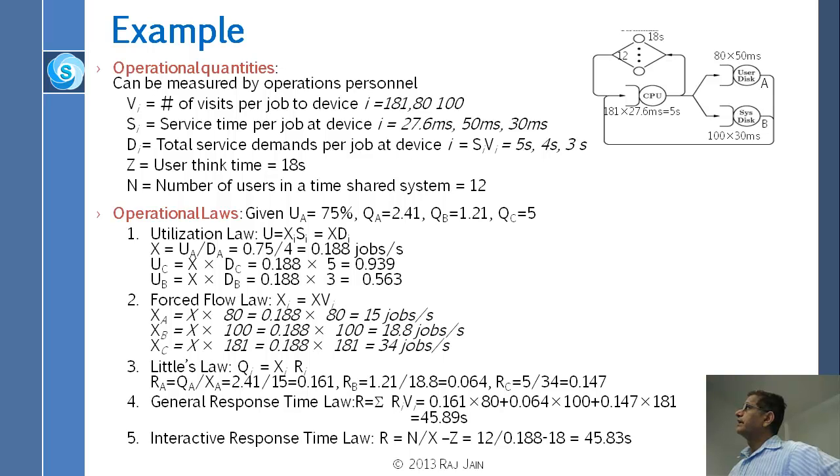D_C, D_A, and D_B were given before. Based upon that, we can say X is equal to so much. Once we get X, we can calculate U_C and U_B. Now we go to the next law: X_i equals X times V_i. Now we know X and we know all the visit ratios, so we can calculate all the X_i's: X_A, X_B, X_C. Third, Little's law: Q_i equals X_i R_i. Now we know all the X's and all the Q's, so we can calculate all the R_i's.